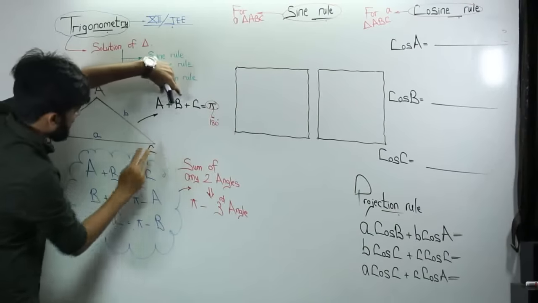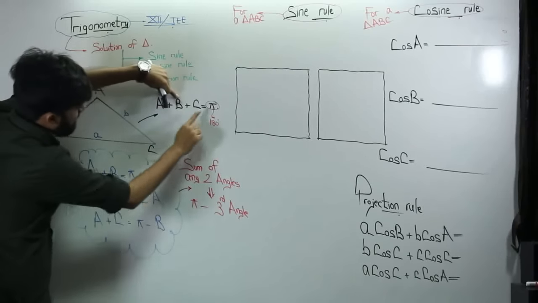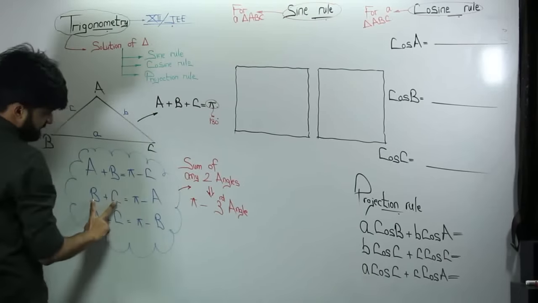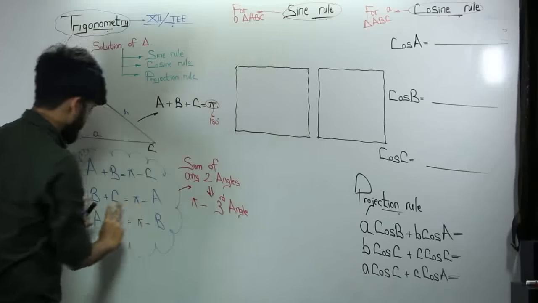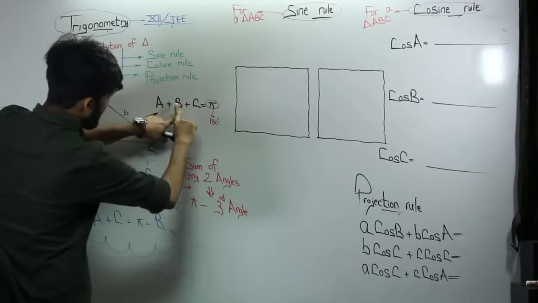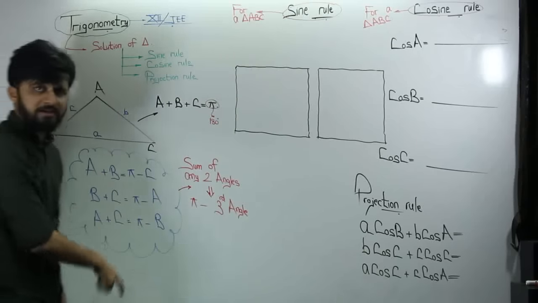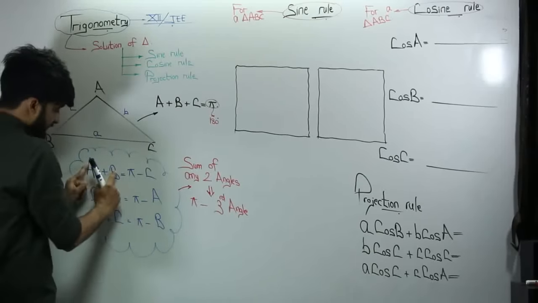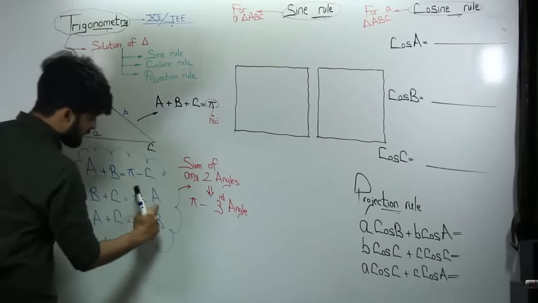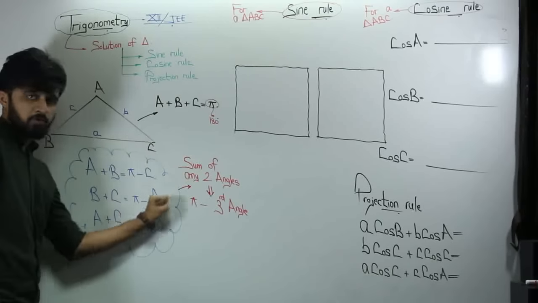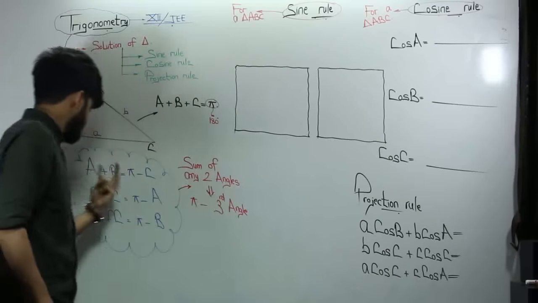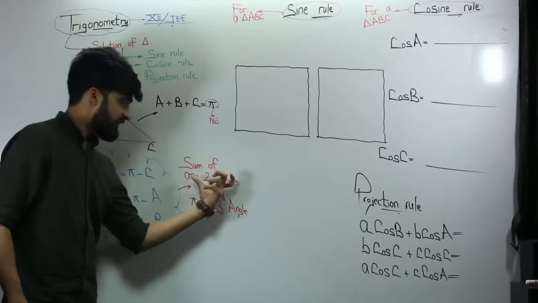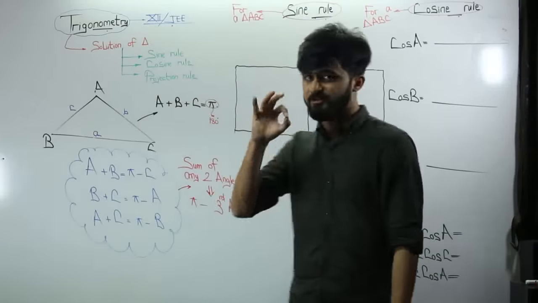From here, this A plus B can be written as pi minus of C, or this B plus C can be written as pi minus of A, or A plus C can be written as pi minus of B. In this way also we can write: A plus B is pi minus C, B plus C is pi minus A, A plus C is pi minus B. Here if it is two angles A and B, the third angle is C; two angles B and C, the third angle A; A and C, the third angle B. In general, sum of any two angles of a triangle can be written as pi minus of the third angle.